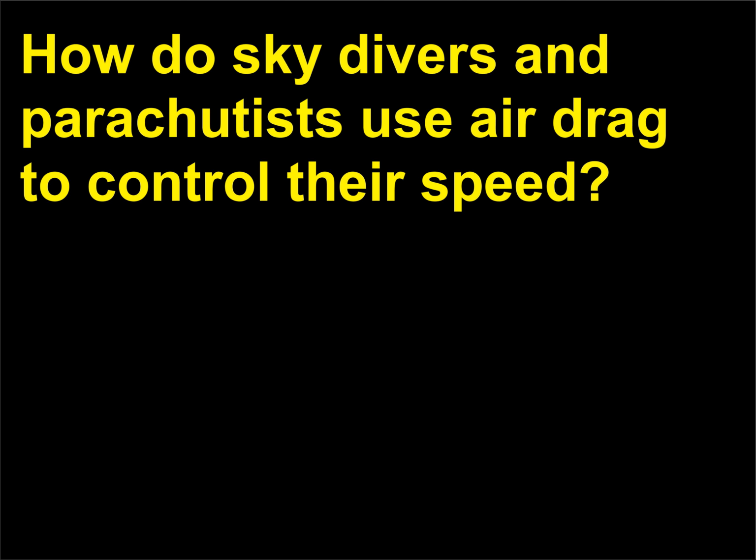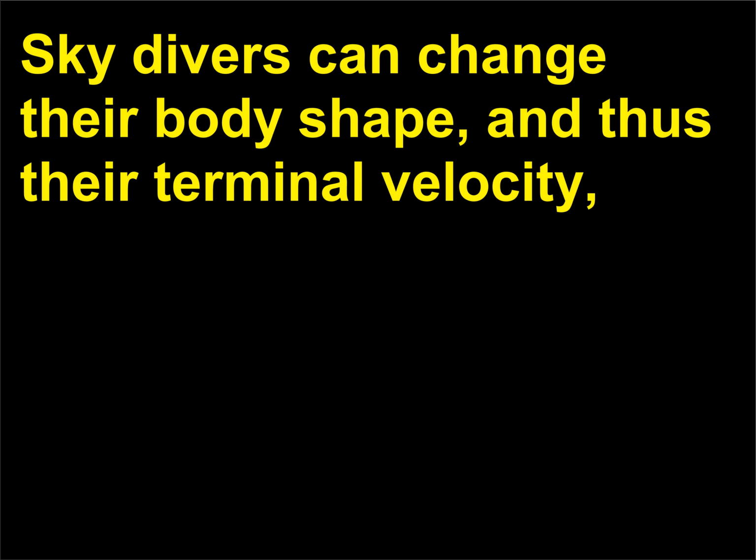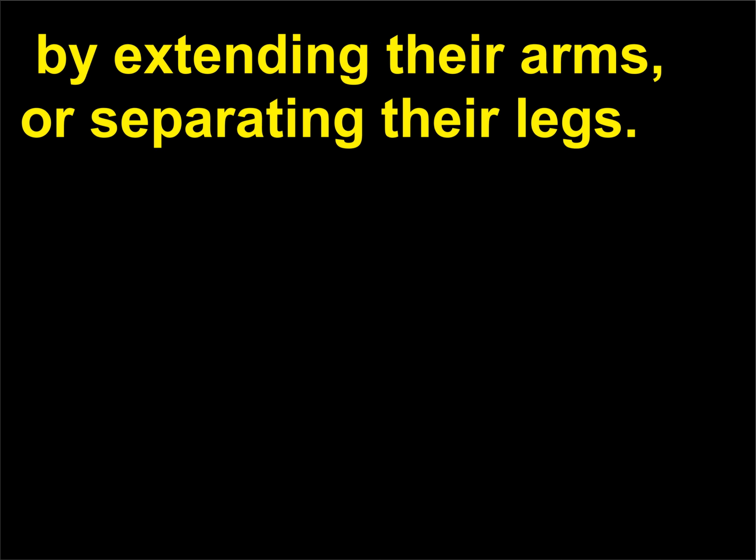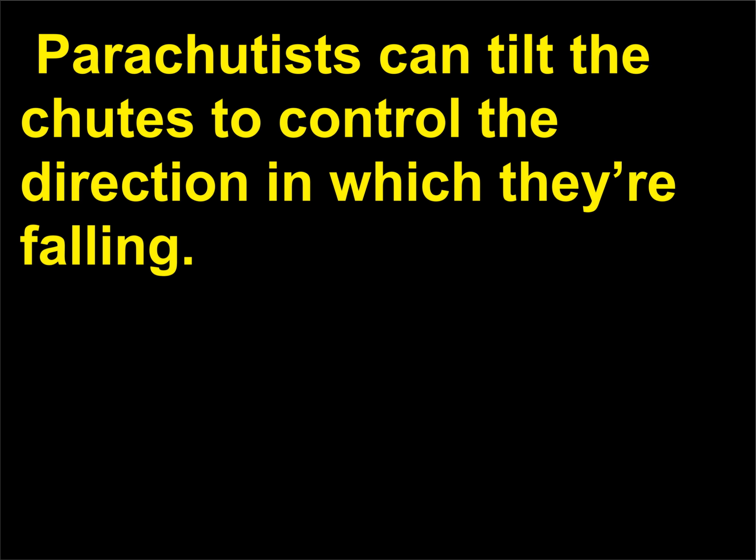How do skydivers and parachutists use air drag to control their speed? Skydivers can change their body shape, and thus their terminal velocity, by extending their arms or separating their legs. Parachutists can tilt the chutes to control the direction in which they're falling.